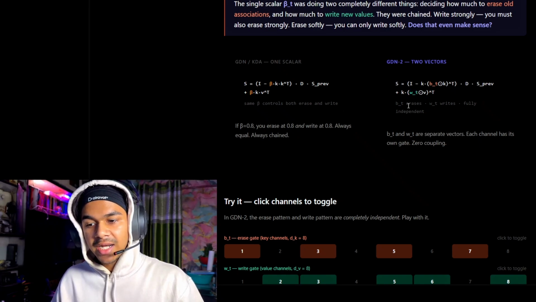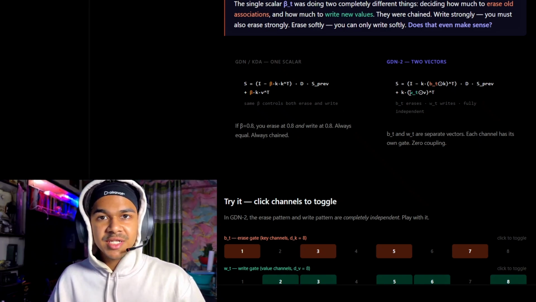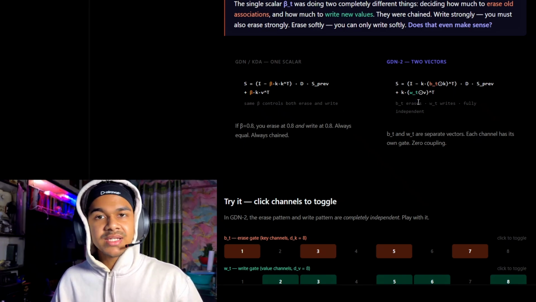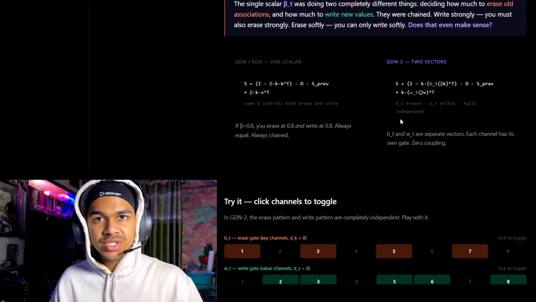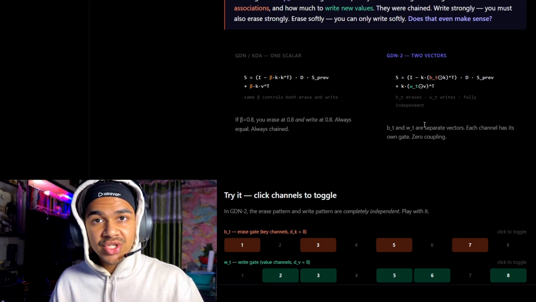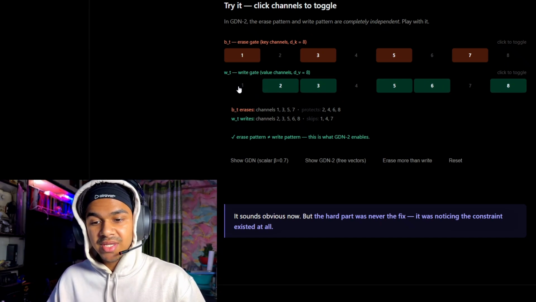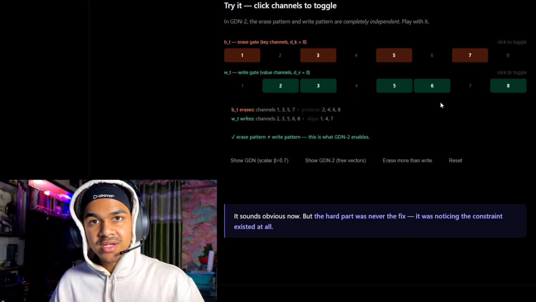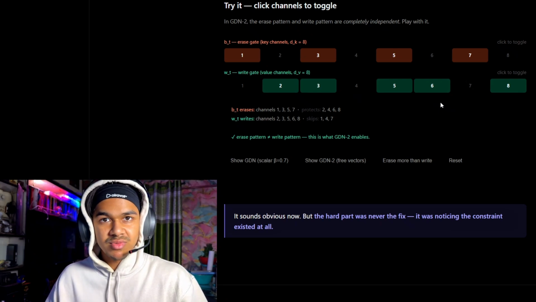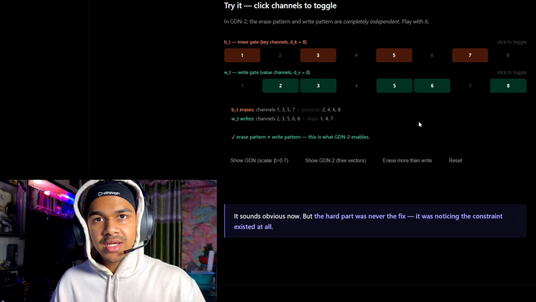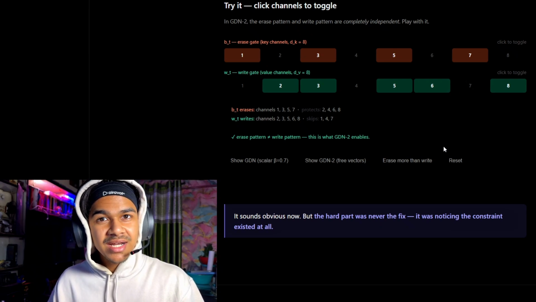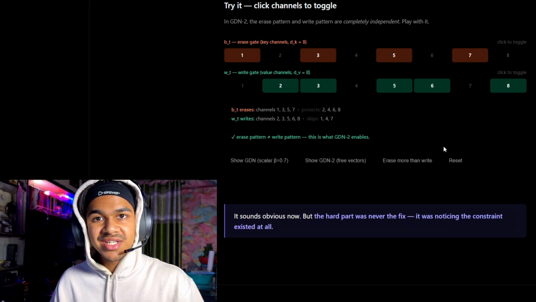w_t and b_t. w_t is the vector responsible for writing new stuff, and b_t is the vector responsible for erasing the old stuff. And they are not related to each other now. You can erase the gates 1, 3, 5, 7 while protecting the gates 2, 4, 6, 8. And you can write in the gates 2, 3, 5, 6, 8 while skipping the gates 1, 4 and 7. So erasing and writing are no longer correlated to each other. And that is a very wise decision. Gated DeltaNet-2 will be even more revolutionary than Gated DeltaNet-1, the original traditional gated DeltaNet.